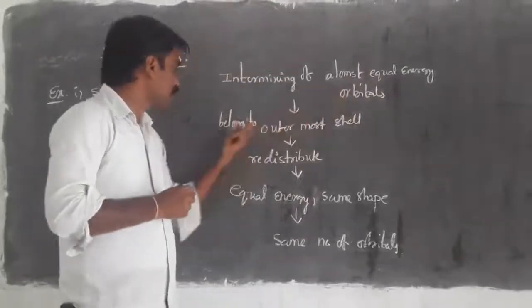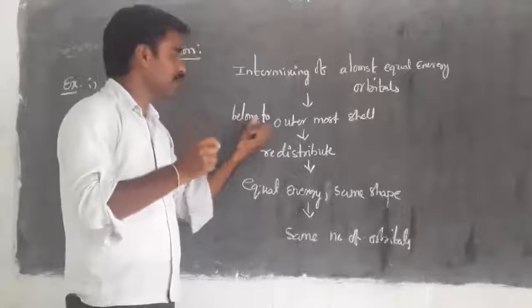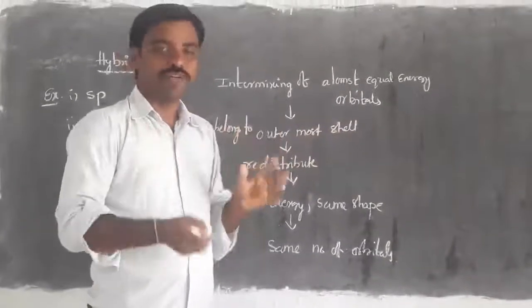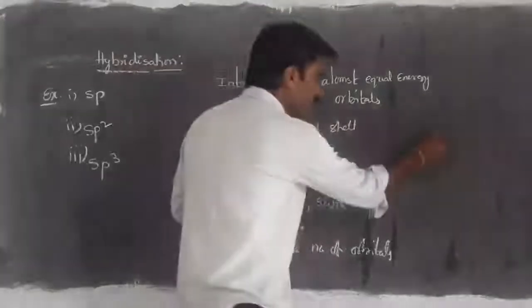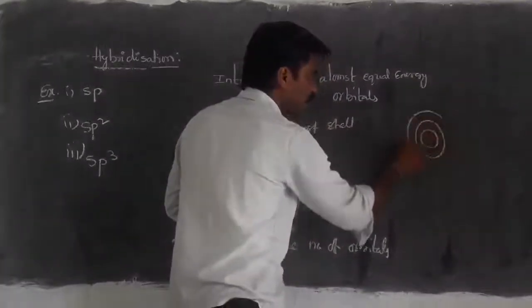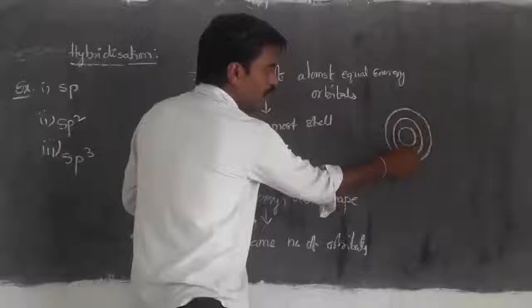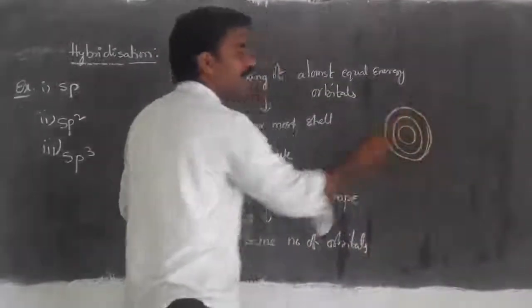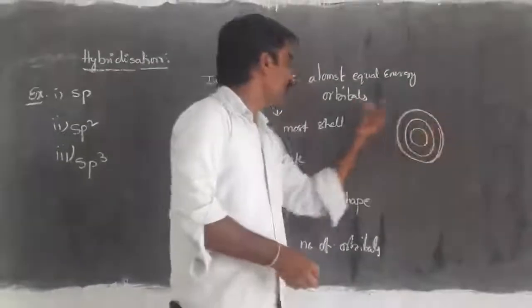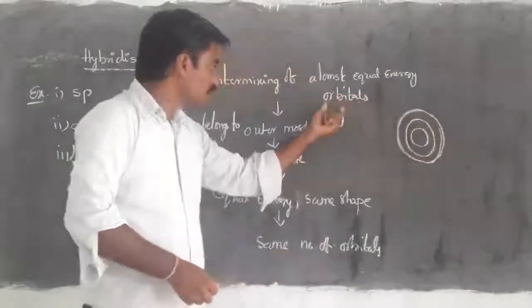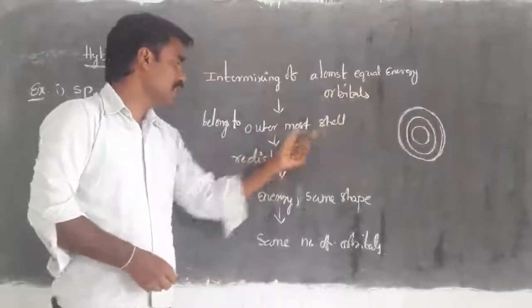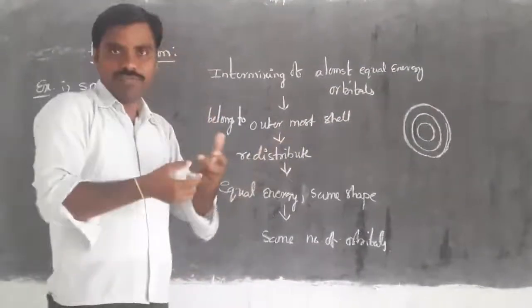Which orbitals? They are present in the outermost shell, not the inner shells. Because we are already familiar, according to Bohr, we have shells like this. These two we call inner shells, but this is the outer shell or valency shell. In the shells we have orbitals, right? So the almost equal energy orbitals present in the outermost shell are able to intermix together and redistribute.